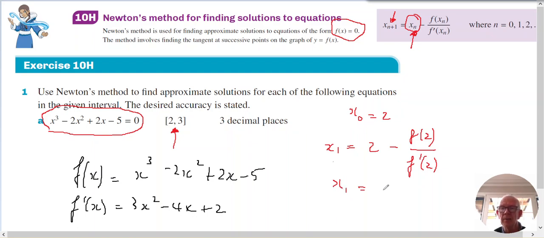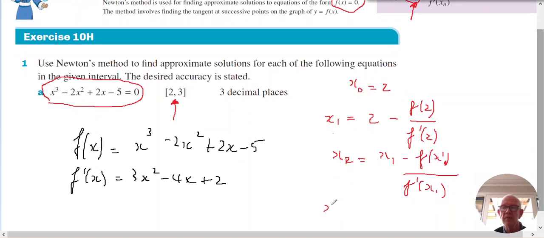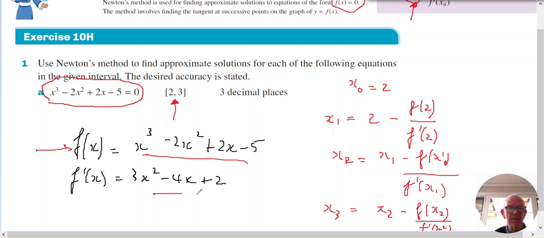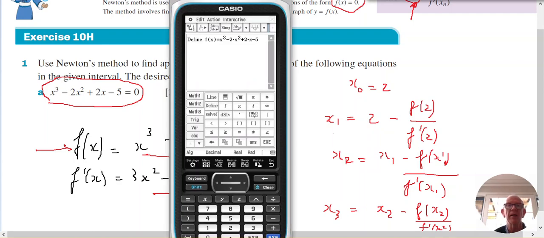Then for x2, I'm going to say it's x1 minus f of x1 over f dash of x1. And x3 is going to be x2 minus f of x2 over f dash of x2. Okay, considering that, I'm going to call f of x my function, and its derivative is this. Now I'm going to do all of these on a calculator. So let's bring up my calculator.